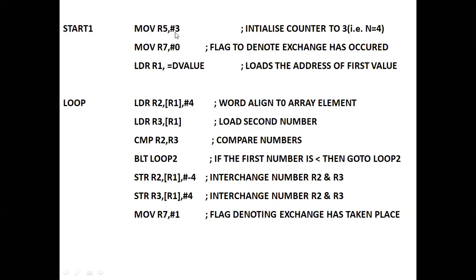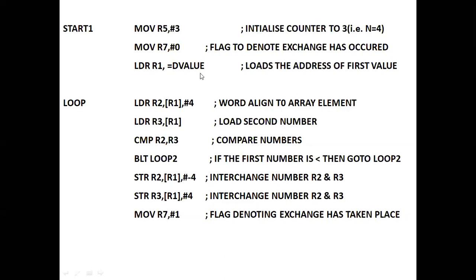And next, START1: MOV R5, #3, because here you need to arrange either in ascending or descending order. Here we have taken 4 words, so we need to do comparisons. Since 4 words are there, we use 3 comparisons. Because of that, R5 is initialized with 3, and R7 is given 0, in order to identify whether any swap has occurred or not.